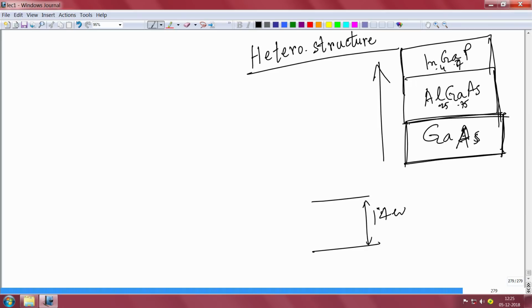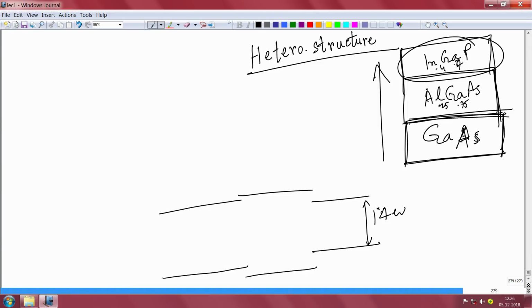Then you have aluminum gallium arsenide whose band gap will be slightly more than gallium arsenide because its aluminum arsenide is 2.2. So this will be a slightly larger band gap like this, right. Then indium gallium phosphide might have a slightly smaller band gap, maybe even slightly smaller. You can tune, of course, depending on indium.